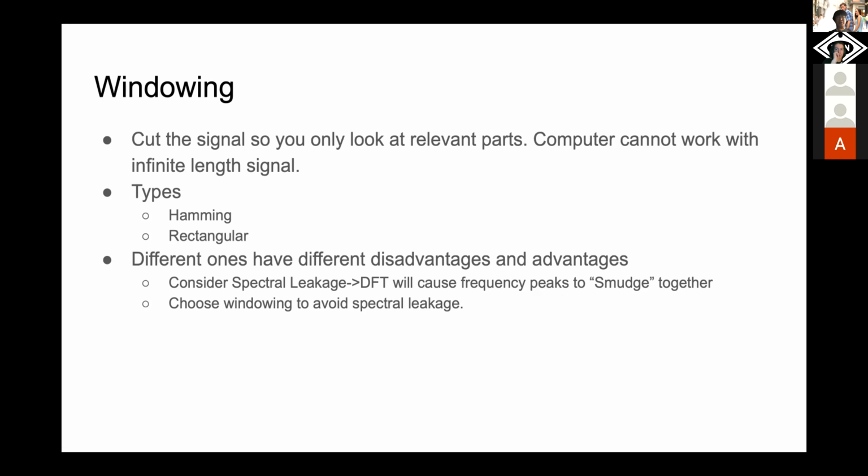There are different advantages to choosing these different windows, but the main thing you consider in choosing the windowing is how much information you gain or lose from the windowing, and also spectral leakage, where if you take the DFT of the signal, you don't want the frequency peaks to smudge together. It's kind of like aliasing, if you might have learned before, right? Where the different peaks might come together when you take the Fourier transform. So you want to choose the windowing to avoid stuff like that.